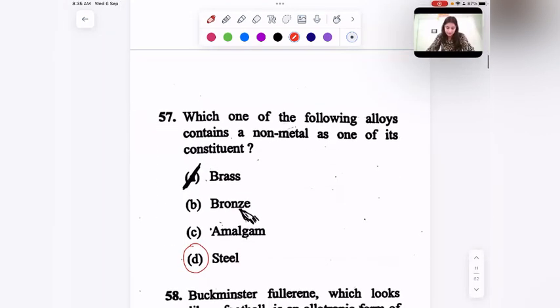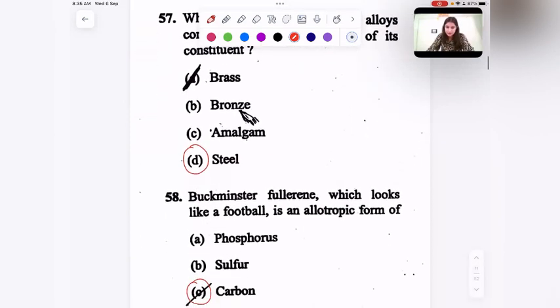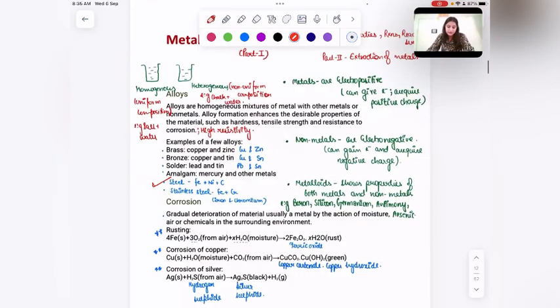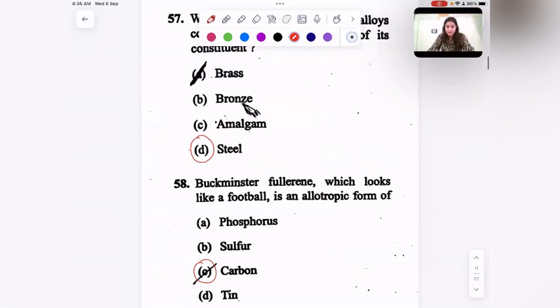Next, which one of the following alloys contains a non-metal as one of its constituents? Let's look from the notes. Here we have discussed some of the important alloys. As you can see, steel has iron, nickel, and carbon. Carbon is a non-metal. So our answer here is option D, steel.